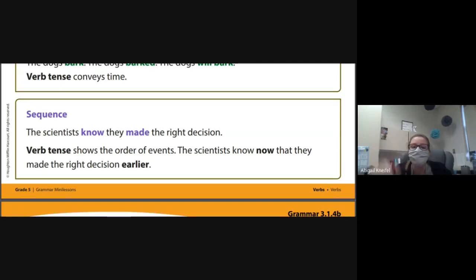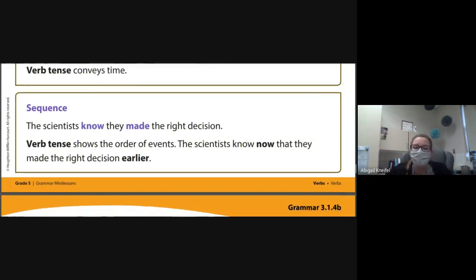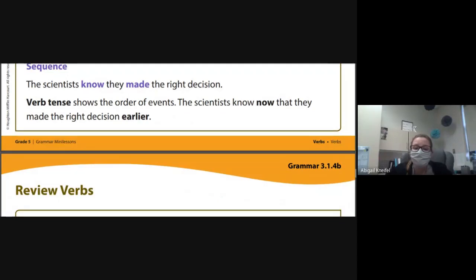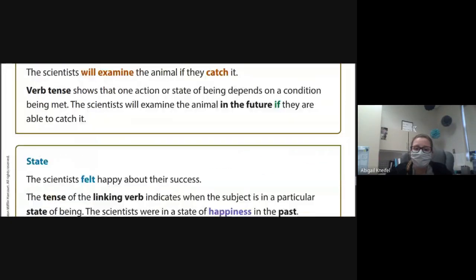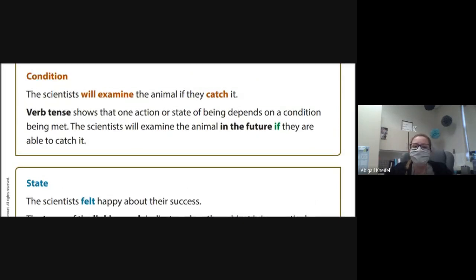The scientists know they made the right decision. This shows order of events. They now know that they made the right decision earlier. Condition and state, I think, are the harder ones, just for the record. So condition: the scientists will examine the animal if they catch it.